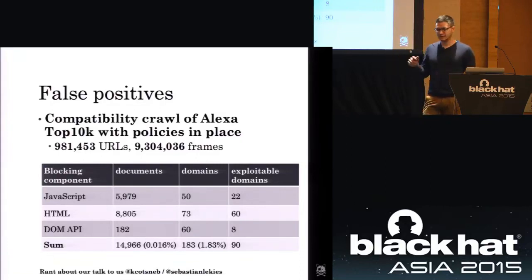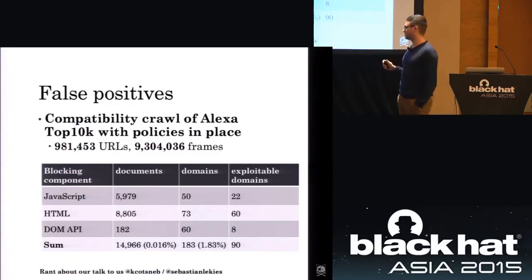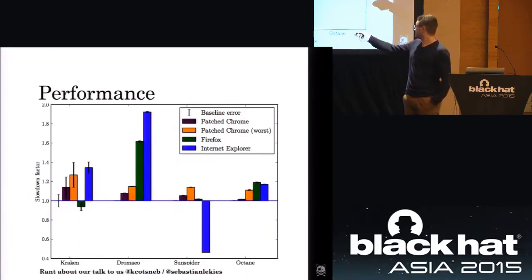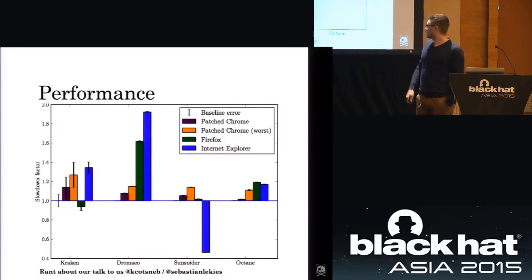And then the third dimension in which we evaluated our approach was performance. And we ran the 4 benchmarks, Kraken, Dromaeo, Sunspider, and Octane. So this line here is basically the unpatched version of Chrome. Then we have, these two are our patched version of Chrome. The green one is Firefox, and the blue one is Internet Explorer.